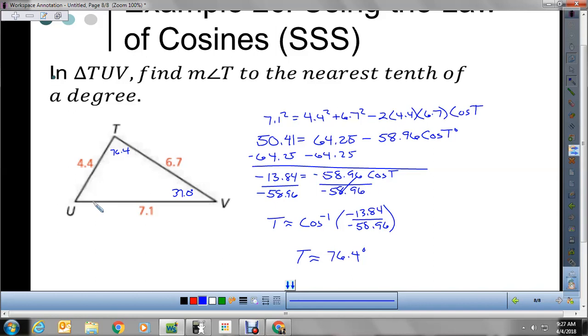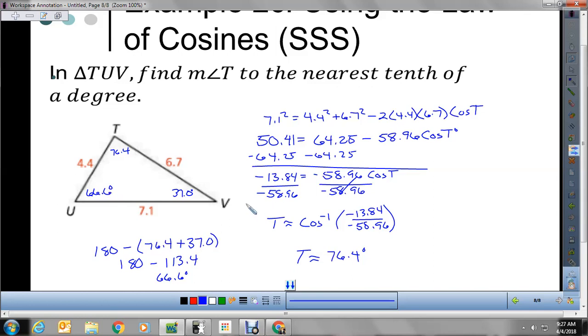So if they ask us to find the third angle U, you would take 180 and subtract the sum of 76.4 plus 37.0. If we add those together, 76.4 and 37 gives us 113.4. Now we're going to subtract that from 180, and that gives us 66.6. So this would be 66.6 degrees.